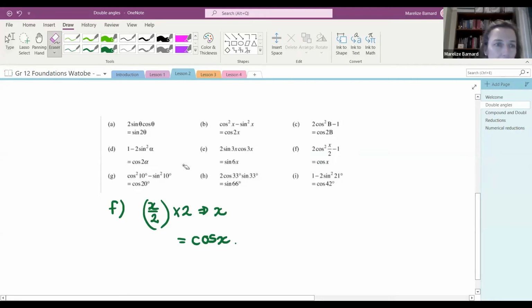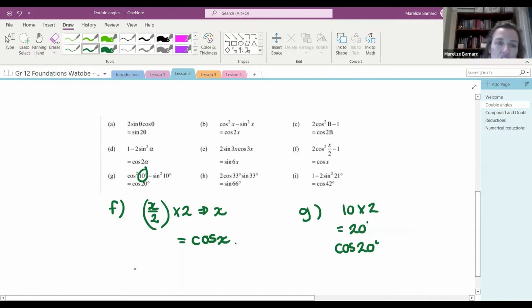Okay. Another one for G. Okay, so G is also that's our identity. Cos squared minus sine squared. That's another option for cos of a double angle. So our double angle is 10 times 2. So we take the angle that's there, the 10, and we times by 2. That makes it 20. And because it is the double angle identity for cos, it's cos of 20 degrees.